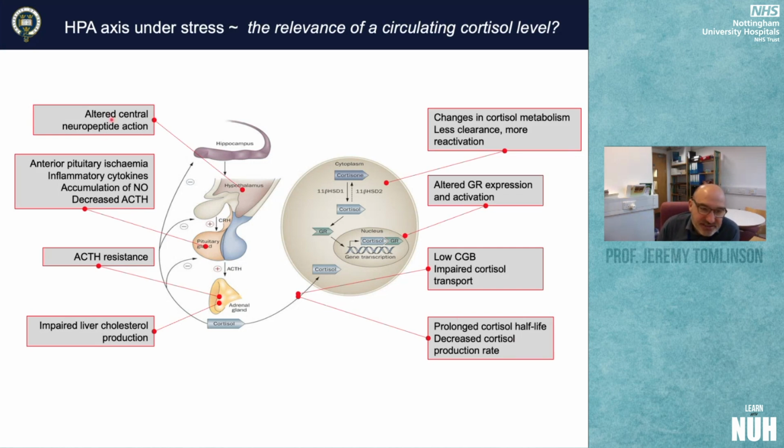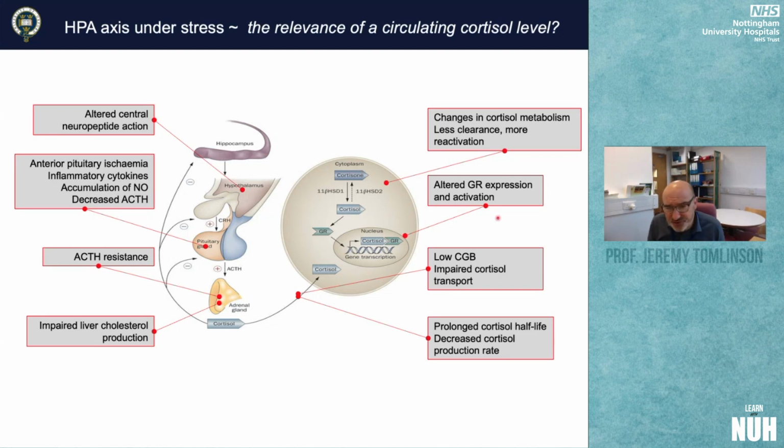So we know that there are central issues in terms of how your hypothalamus and your pituitary gland respond in terms of your ability to produce CRH or ACTH. There's relative ACTH resistance at the level of the adrenal gland if you're unwell. Your cortisol production as a consequence of cholesterol can be impacted if your liver metabolism is not quite as good as it would be. There are changes in the periphery, so we know that there are alterations in the metabolism of cortisol. Again, one of the enzymes that we've been working on here, this 11-beta-HSD system.